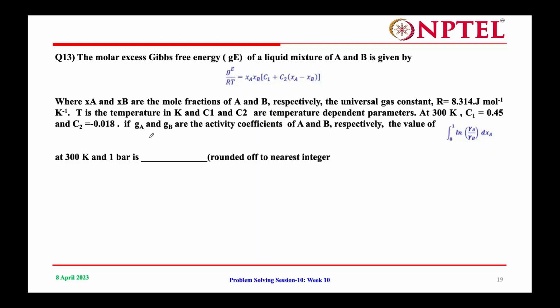If gamma A and gamma B are the activity coefficients of A and B respectively, the value of the integration from 0 to 1 of ln(gamma A divided by gamma B) dx_A at 300 Kelvin and 1 bar. So you have to calculate this value.